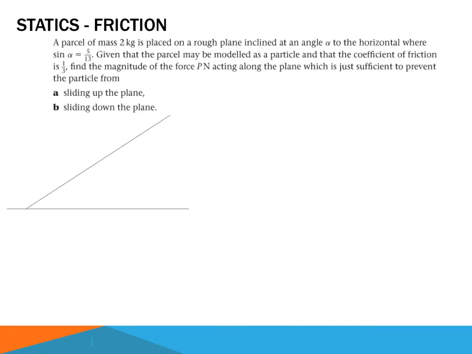Okay, this one's a bit of a bizarre question, so we'll just start off by putting on what we know, and then we'll start rereading it to make sure that we've understood it correctly. So we've got a particle of mass 2 kilograms, so we can put that on straight away. That's nothing too confusing. It's on a rough inclined plane, and it's at an angle alpha to the horizontal, so we can add that on.